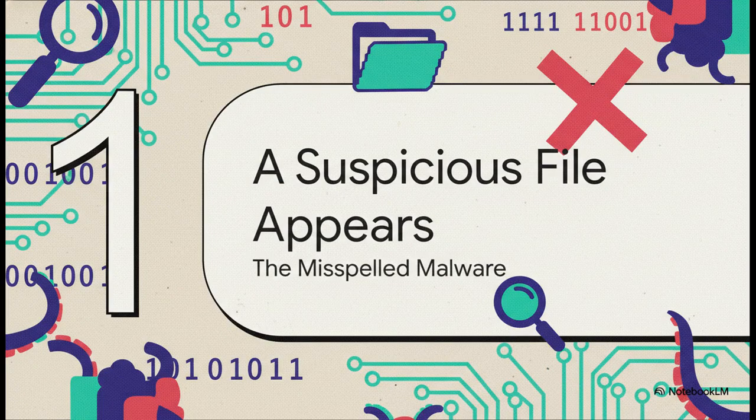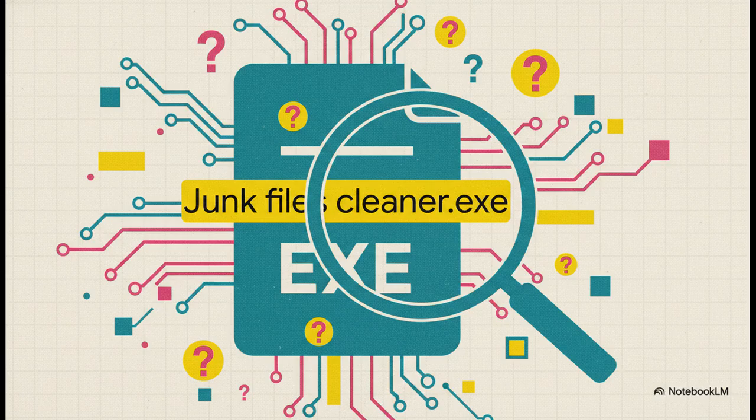All right, every good investigation has to start somewhere. Ours kicks off with a program that just doesn't feel quite right. This is the case of the misspelled Microsoft malware. Let's get a closer look. Okay, meet our main suspect, a file named junkfilescleaner.exe. On the surface, it sounds pretty harmless, maybe even helpful. But should we trust it? Nah. From here on out, we're treating this thing as a key piece of evidence.